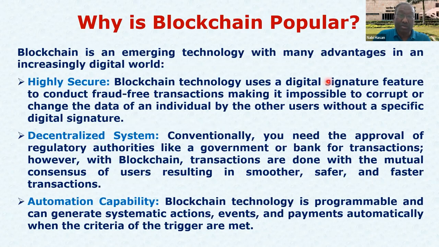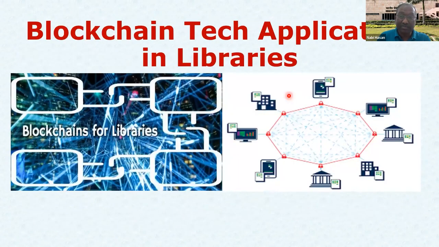We are talking a lot about blockchain. When we are seeing the news, there is information about cryptocurrencies as well, bitcoins and others. So the reasons for blockchain being so popular are that it is highly secure, it has a decentralized system, it has automation capability, and some other features.